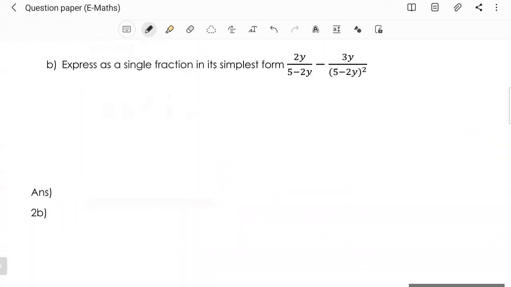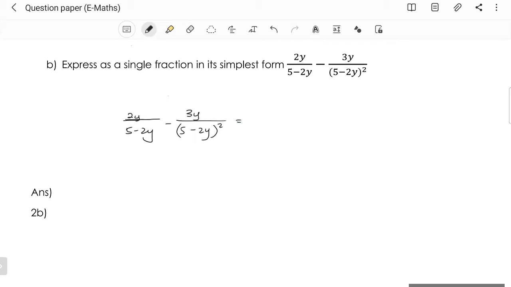For 2b, we want to express the two fractions into one single fraction and in its simplest form. That's one thing to take note of. We want it to be in our simplest form. So we have 2y over 5 minus 2y, minus 3y over 5 minus 2y, the whole thing squared. This is quite a simple fraction to do because the denominator is quite straightforward.